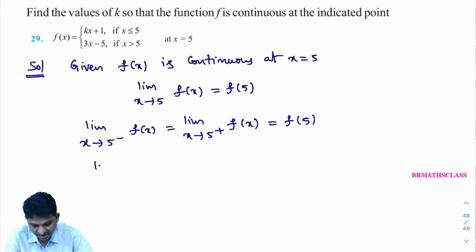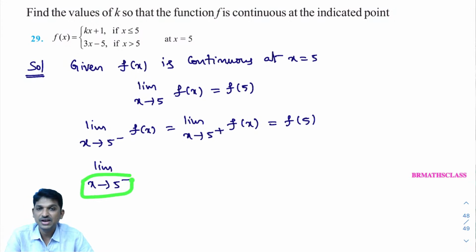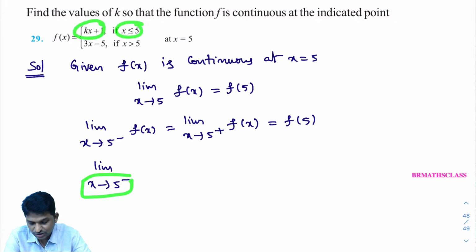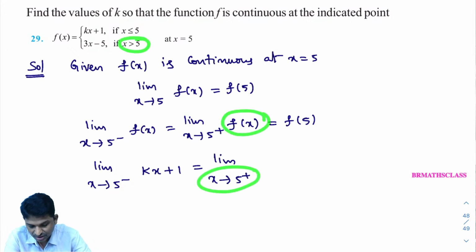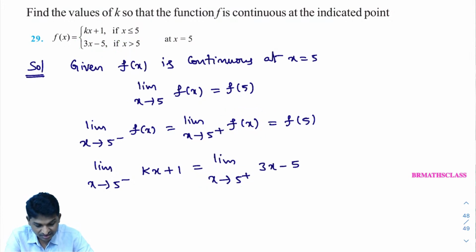Let's see what happened. Limit x approaches 5 from left means all x values are less than 5. When x values are less than 5, which function to choose? We choose kx plus 1. In place of f of x, you write kx plus 1. Now x approaches 5 from right means all x values are greater than 5. When x values are greater than 5, we choose the function 3x minus 5. So in place of f of x, we write 3x minus 5.